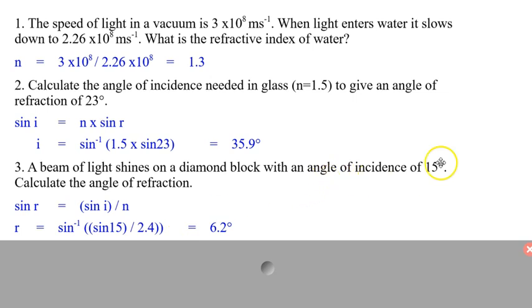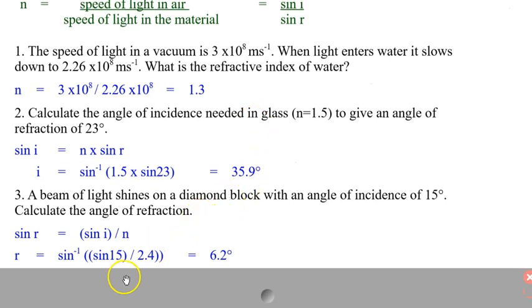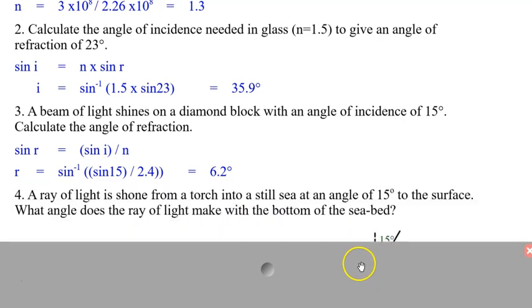So the sine of 15, press equals, divided by, we're told it's diamond, and hopefully we knew that from before, 2.4. And then we're trying to find the angle of refraction, so we need to find sine to the minus 1, and we should get 6.2, again, which is less than 15, which is what we'd expect to see.